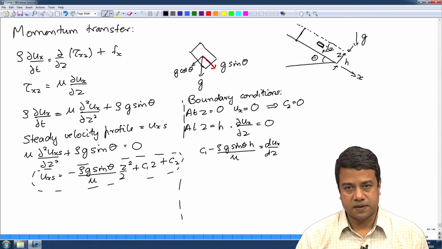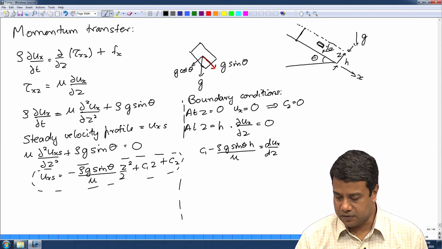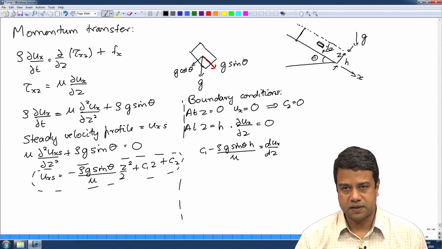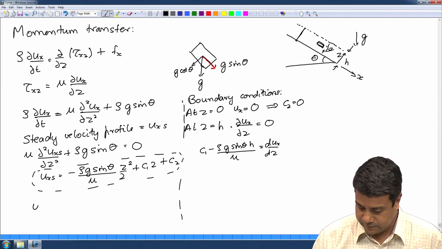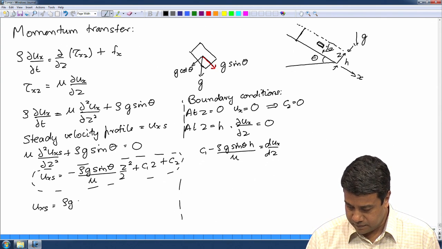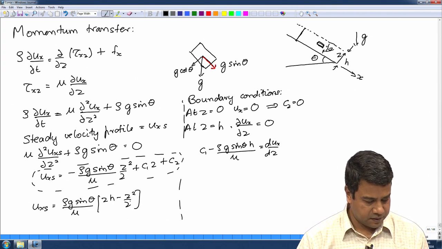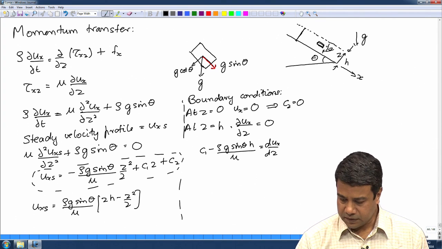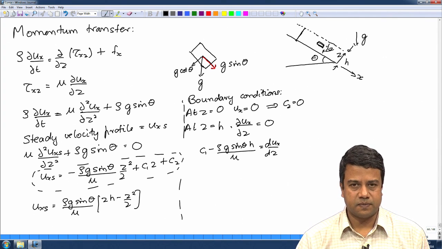This gives us an expression for C1, and we can use that in order to get the expression for the steady velocity profile. It is rho g sin theta by mu, into z h minus z square by 2. So, this is the expression for the velocity profile.